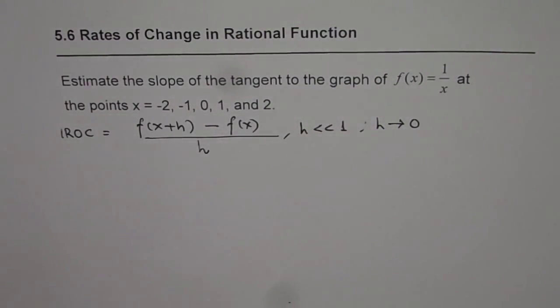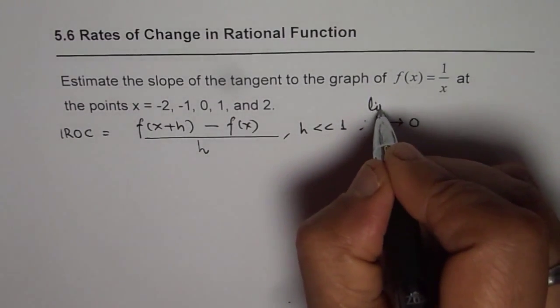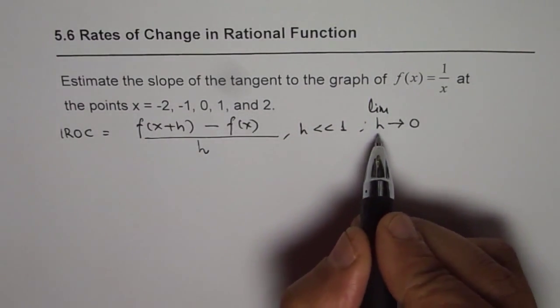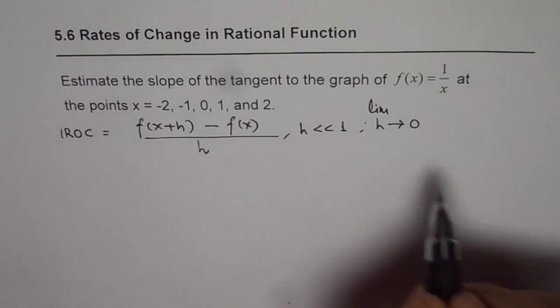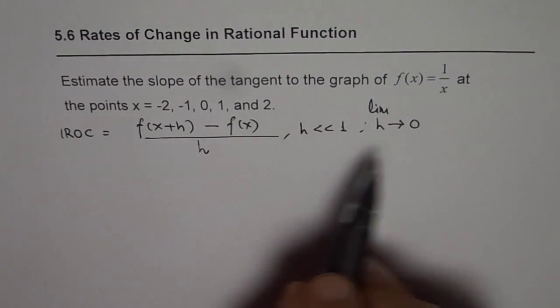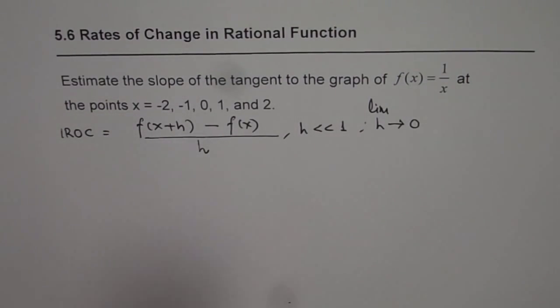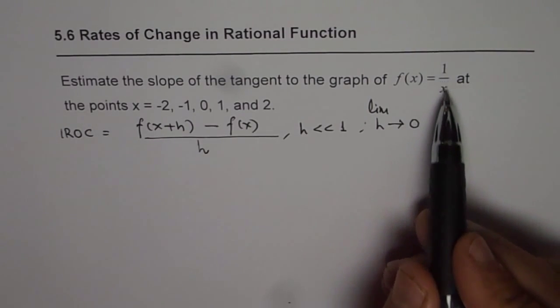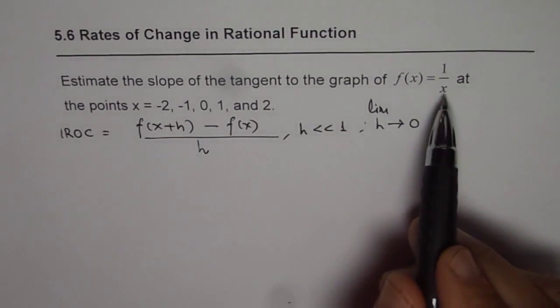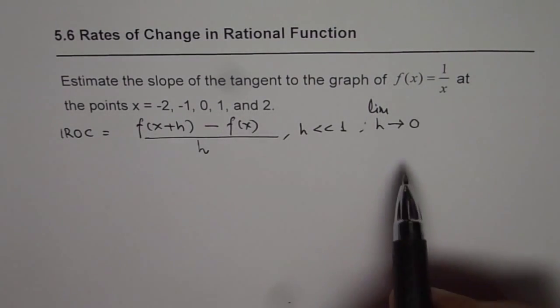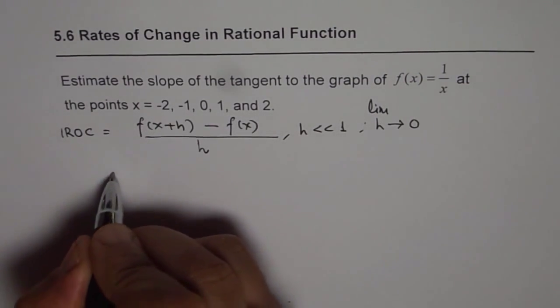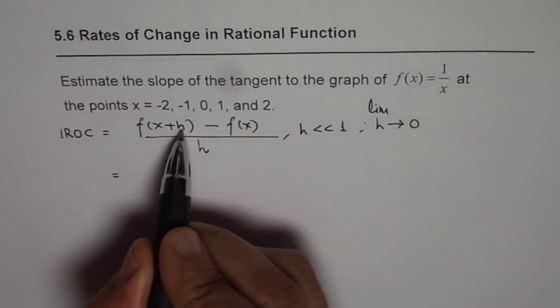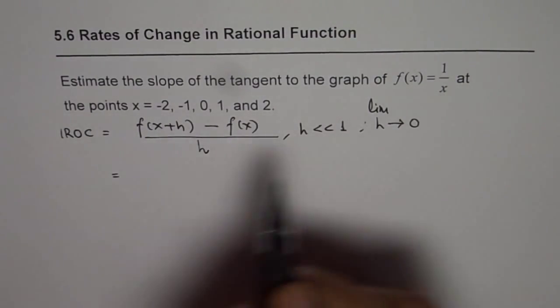Those of you who have done limits will write the limit as h approaching 0. All these nomenclatures are used, and all are correct. Anyway, let us understand what x plus h is. This is our very first function on rational functions, a parent function 1 over x, or the reciprocal function. When we say x plus h, it means x has to be replaced by x plus h.